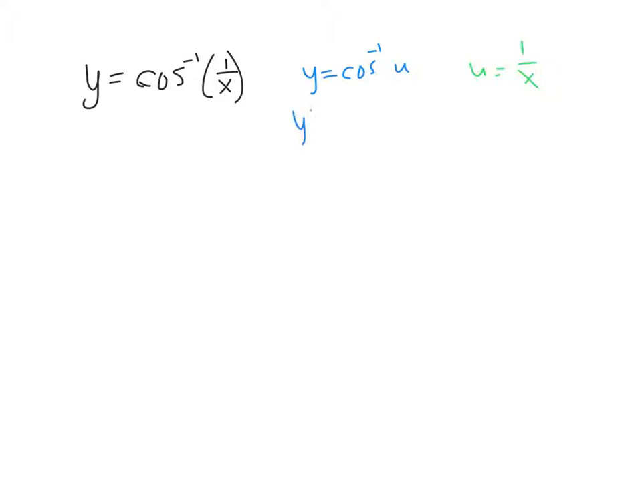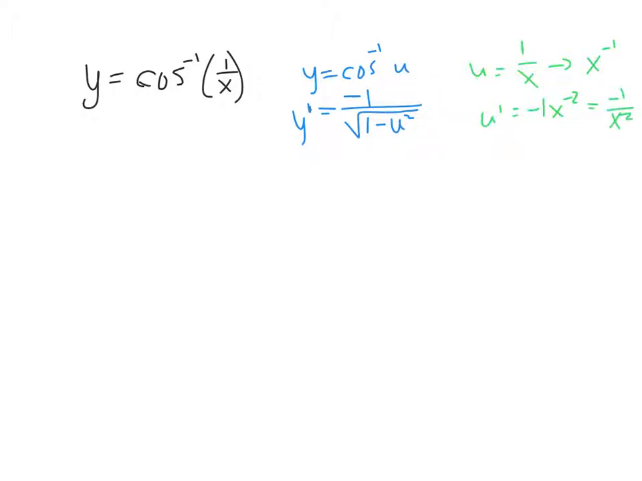So my y prime, here's where I apply my new rule. It's got a negative in front, negative 1 over radical 1 minus u squared. Since it's a cosine, that follows from my sine. So using the new rules, for u prime, I'm going to rewrite this as x to the negative first, and I'm going to handle that as a power rule: negative 1 x to the negative second, which is negative 1 over x squared.